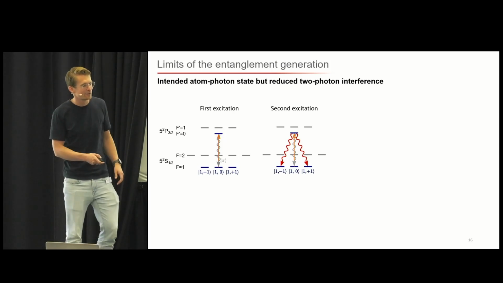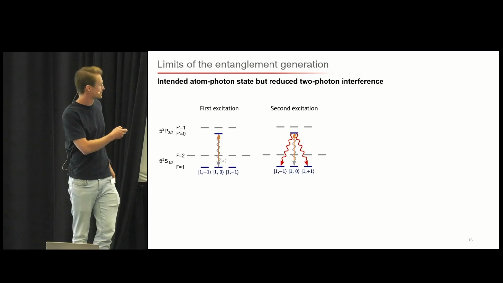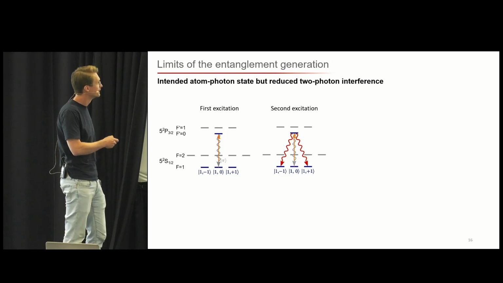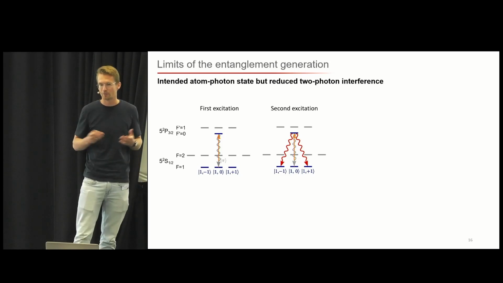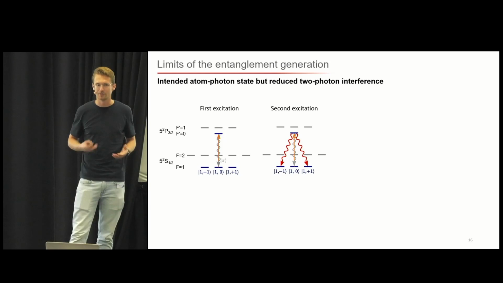Good question. So here we're lucky with rubidium. It's really those three levels that we see here. It's really 1/3, 1/3, 1/3 probability that they decay there. So we really generate a maximally entangled state.